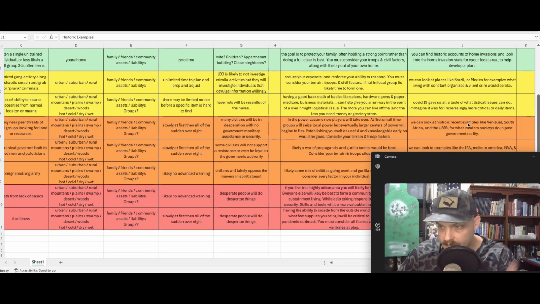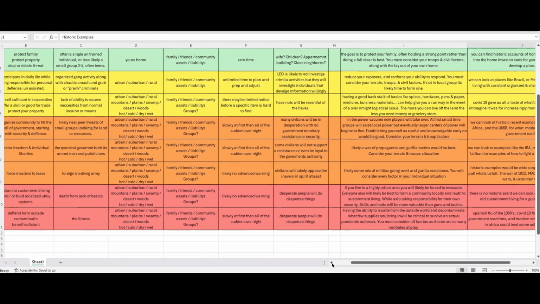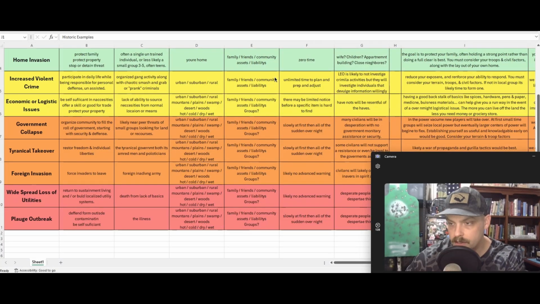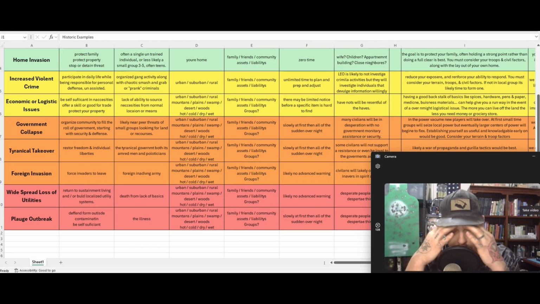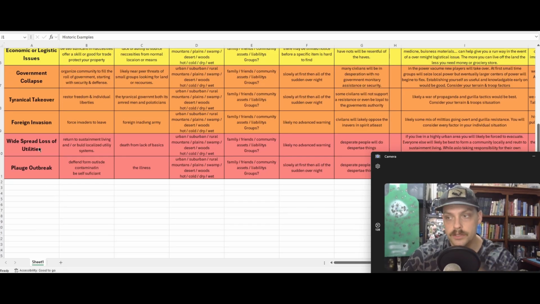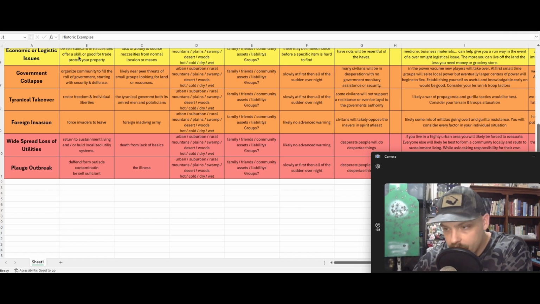Historic examples. As I've been saying, COVID-19 gave us a taste of what logistical issues can do. Imagine if it was increasingly more critical or daily items that were missing, right? What if it was hard to get clean water? What if it was impossible to find meat, chicken or beef or pork? Anyways, all right, so moving on to the orange, increasingly more fantastical ideas of SHTF, but hey, you never know, kids. So we have government collapse, right?